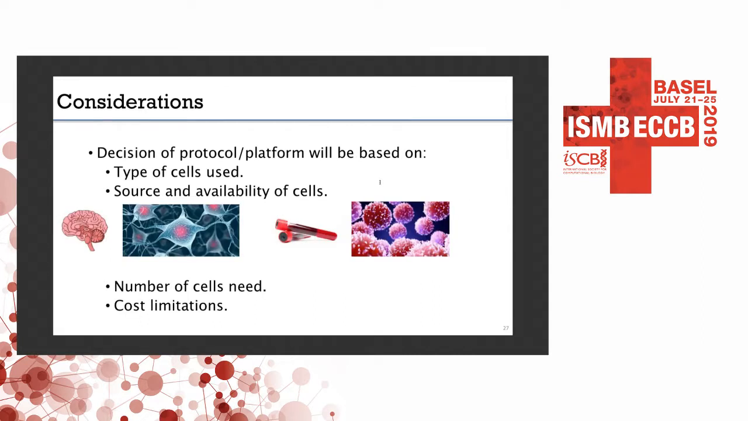Additional considerations are the types of cells you're using. So, for example, brain cells, the protocol of just single-cell RNA-seq may not be the most optimal, so a lot of people are doing single-nuclei-seq to get the highest quality of the mRNA. And then the source and availability of the cells, so some methods prefer very fresh cells, and some are okay with using frozen cells. And then the number of cells needed, so again, if you need a million cells to detect that really rare cell, then you're going to want to use a droplet-based method. And then also cost limitations is something that we always have to think about.